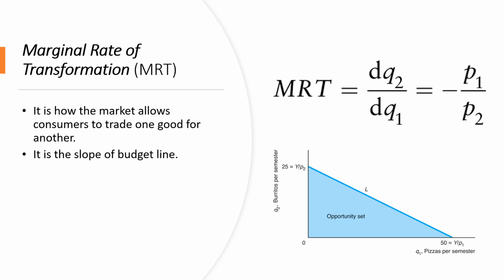In this we have the marginal rate of transformation. It is basically how the market allows consumers to trade one good for another. It is the slope of the budget line, and the formula is minus P1 divided by P2.